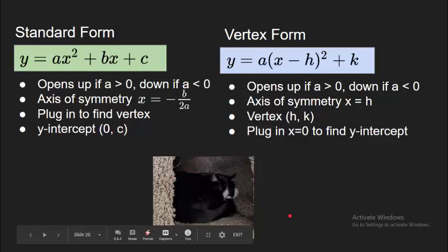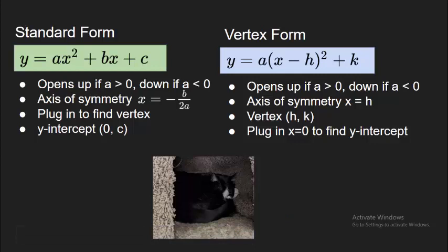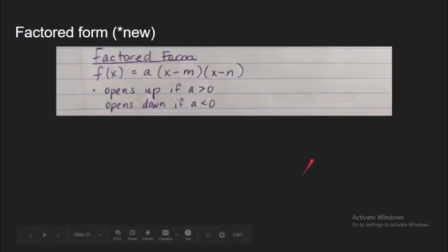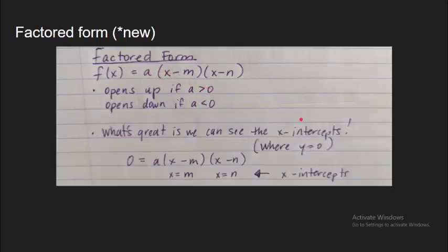Okay, so that's kind of snoozy because we've done it before. Now we're going to go on to something that is not quite what we've talked about. Not totally new. But factored form you could write like this. And remember, this is what we practiced yesterday, was factoring things. So now if we had a standard form, we could potentially write it in factored form. It's still going to open up and open down with the a value, depending on positive or negative.